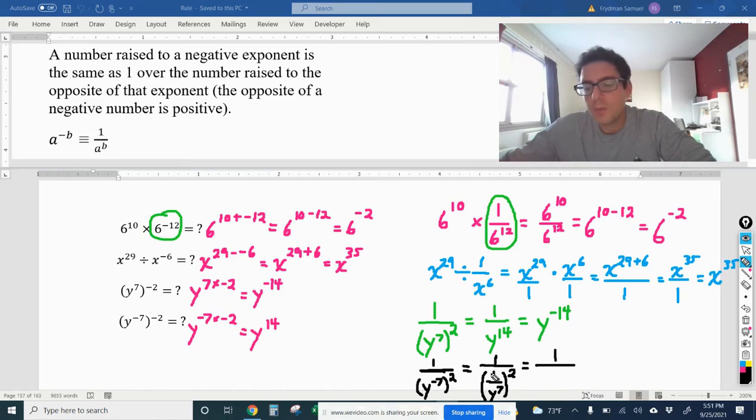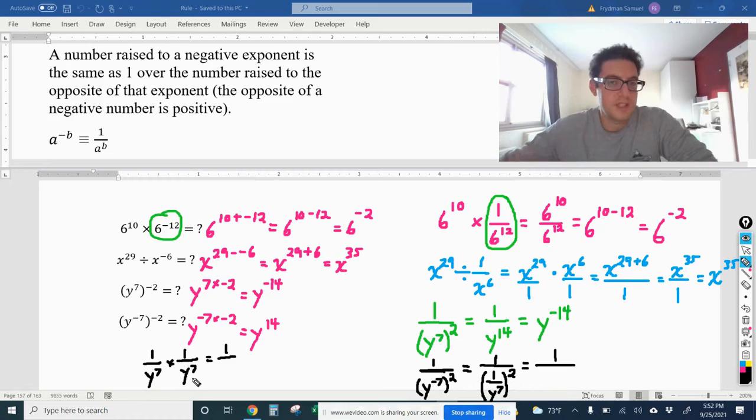We have 1 over, what is 1 over y to the 7th power squared? That means we're taking 1 over y to the 7th power and we're multiplying it with itself. Let me do that on the side here. 1 over y to the 7th power squared means 1 over y to the 7th power times 1 over y to the 7th power. So 1 times 1 is 1, and y to the 7th power times y to the 7th power is y to the 14th power. Okay, since we're multiplying these things, we would add the exponents. 7 plus 7 is 14. Okay, so this is what we should put over here now.